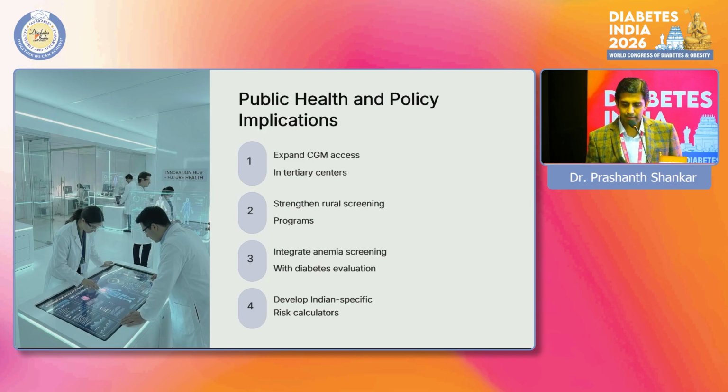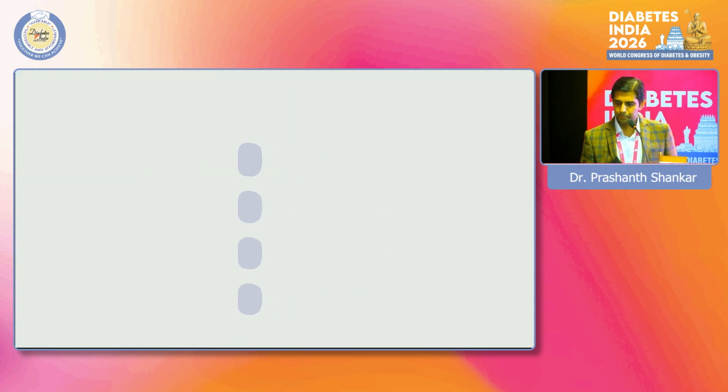Expand the CGM access, strengthen the rural screening programs, integrate anemia screening with diabetes evaluation. Just like when we do a UACR, you have to check for the urine routine. A patient can have a false positive UACR if the patient is having an infection or a fever. So simply doing a UACR without a backup routine urine can misinterpret the diagnosis. The same can happen with an HbA1c. And develop Indian specific risk calculators.